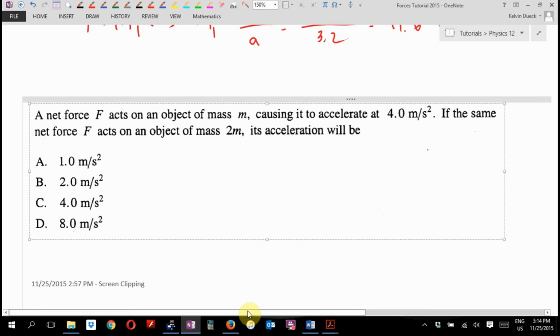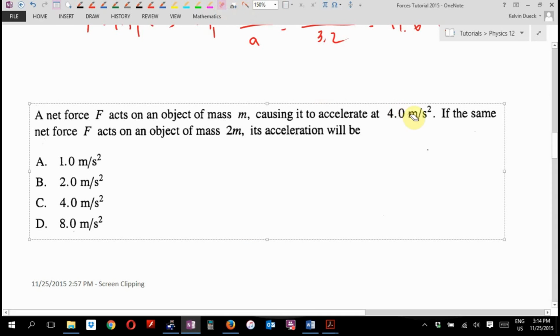A force acts on a mass m, causing it to accelerate at 4 meters per second squared. What if the mass is twice as big? What will happen to the acceleration with the same force? My gut is half as big. My gut is B, 2 meters per second squared. But I just counted that with a gut.